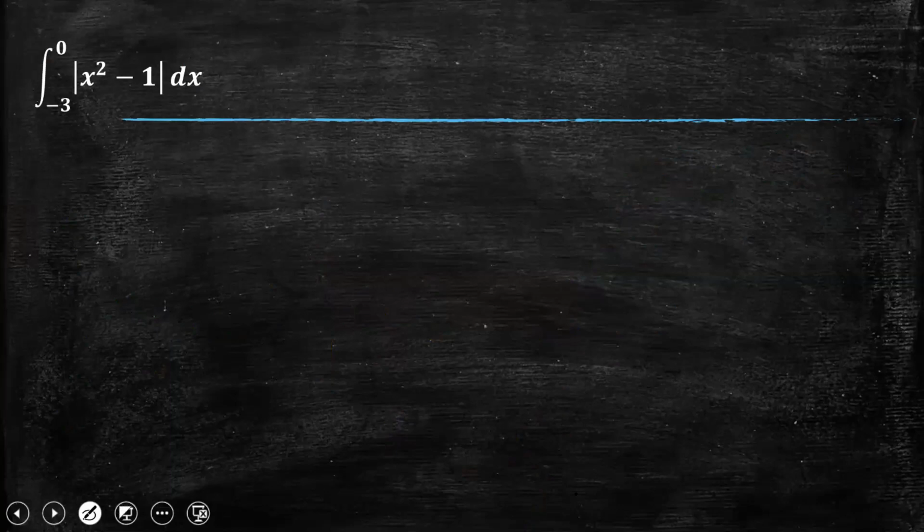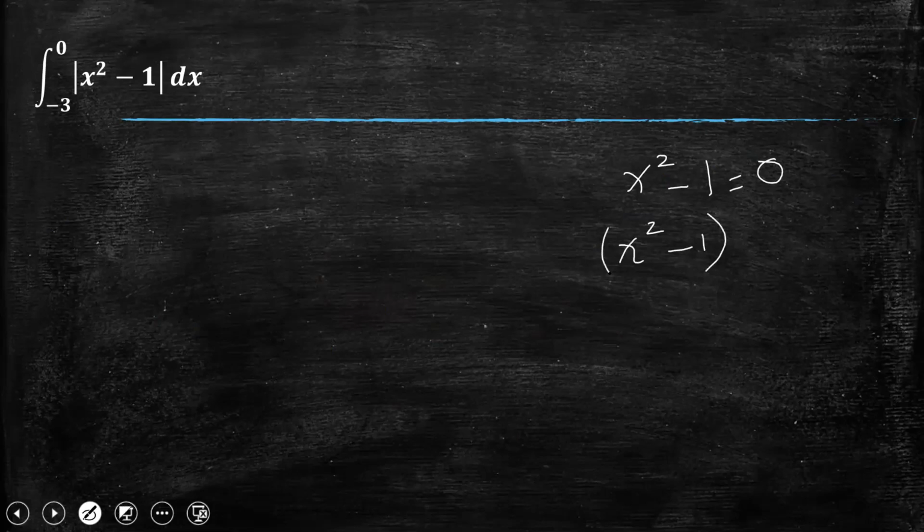Here we have a definite integration, but with an absolute value. If you see any absolute value, or if I told you find the total area, you have to put the function between the absolute value. Before we integrate here, we have x² minus 1. So let's find the zeros of it, x² minus 1.